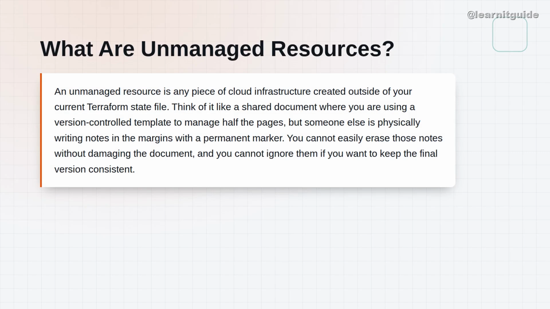What are unmanaged resources? Technically, they are resources that exist in your cloud account but have no corresponding record in your Terraform state file. Think of it like a shared document where you are using a version control template to manage half the pages, but someone else is physically writing notes in the margins with a permanent marker. You cannot just ignore them if you want your final environment to be consistent. You have to bring those manual changes into your version control system to regain full visibility.